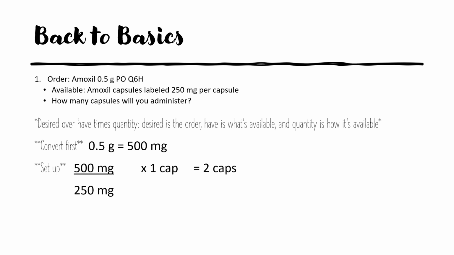First, let's get back to the basics with our desired over have times quantity, where the desired is the order, the have is what we have available, and the quantity is how we have that available. So for this order of Amoxil 0.5 grams PO Q6 hours, I want to convert that 0.5 grams to milligrams first. So 0.5 grams is 500 milligrams. Then I do my setup, 500 milligrams over 250 milligrams times one capsule because I have available 250 milligrams per capsule. And I end up with 2 capsules as my answer for how much I'll administer.